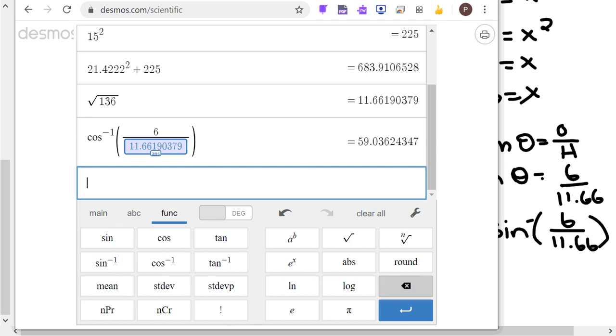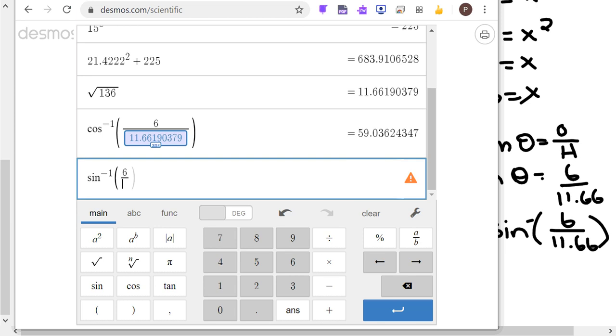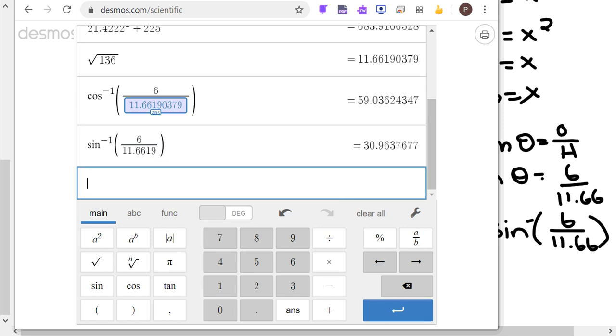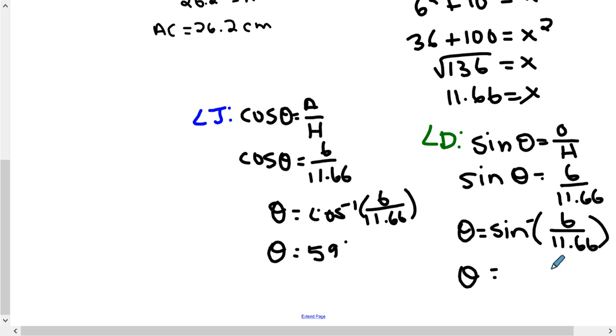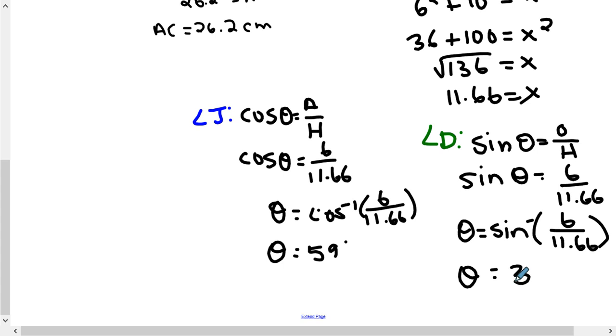So going back to our calculator, inverse sine of 6 divided by that same answer, 11.6619. I'm going to try and copy at least 3 or 4 decimal places here since I can't get the full answer. And when I hit answer, notice that the sine and the cosine of the exact same ratio, it's still 6 over 11.6, give us different angles because they're comparing two different side lengths. So here, that angle D is 30.9, so let's call that 31 degrees.